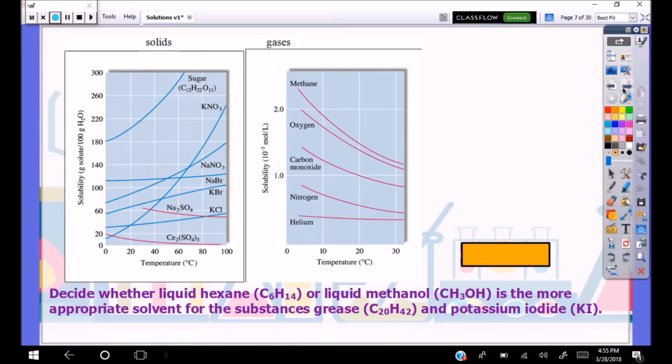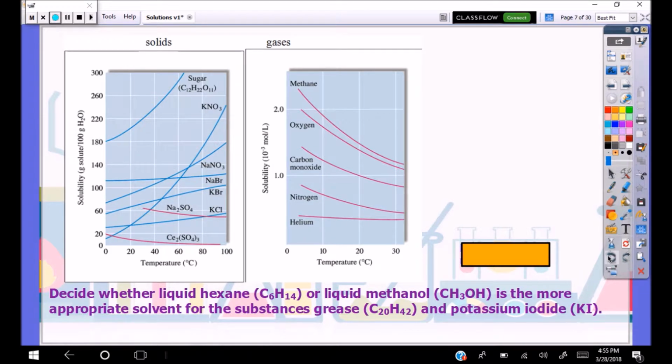When we're looking at solubility curves, this is a solubility curve. Notice it's in grams of solute. It's grams of solute per 100 grams of solvent. In this case, the solvent is water. You'll notice that as we increase the temperature, generally our solutes dissolve more readily.